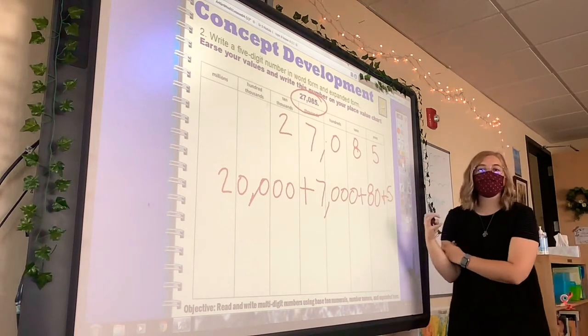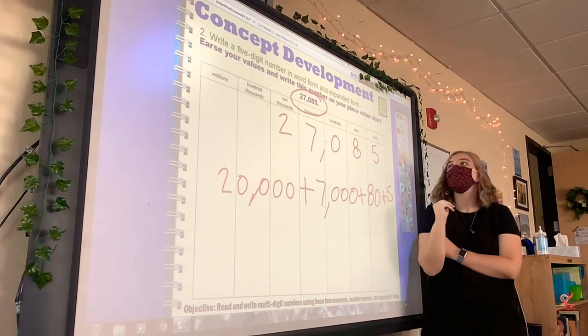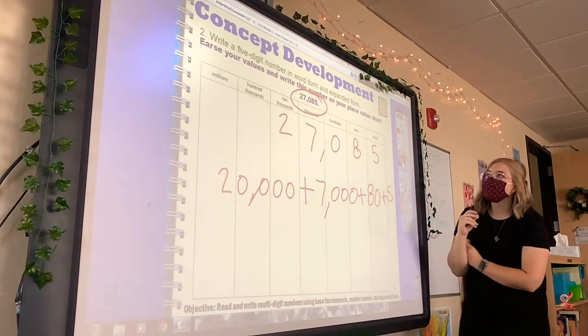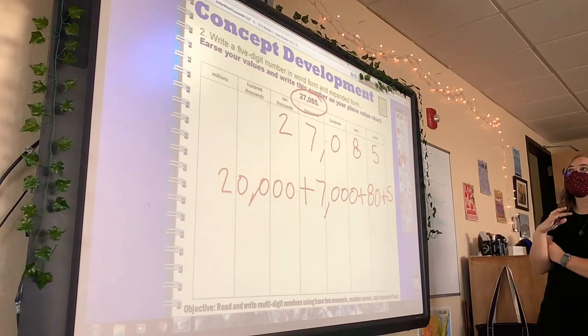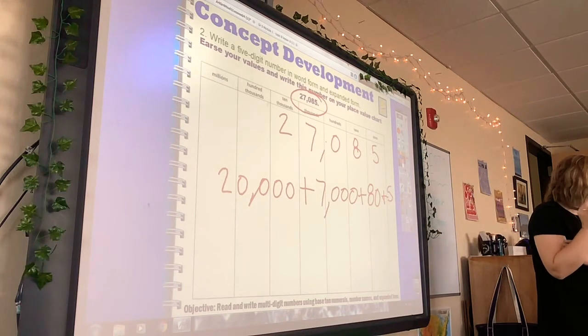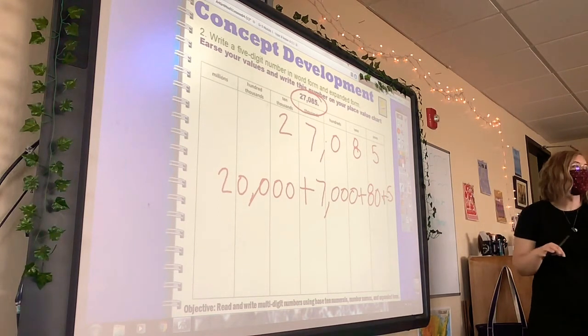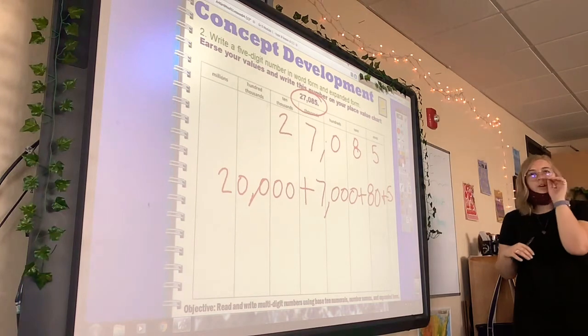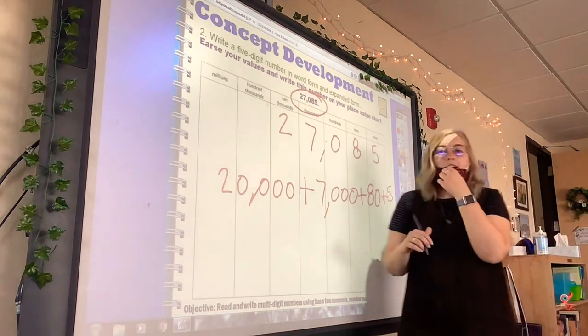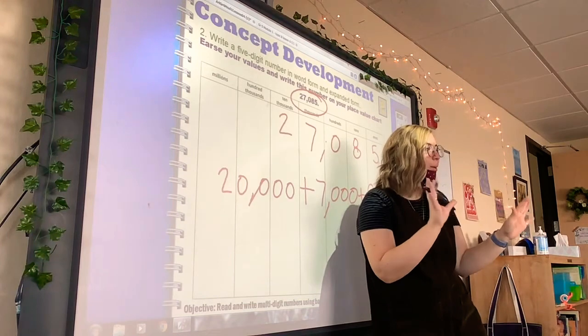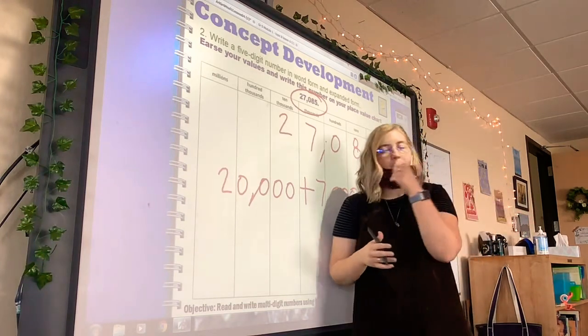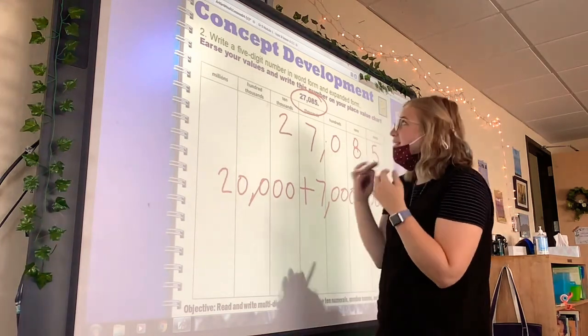All right. So this is expanded form. Everybody good to move on? All right. It also says to write the 5-digit number in word form. Word form is exactly what it sounds like, friends. You're going to be doing a lot of writing today, just fair warning, but it's okay.